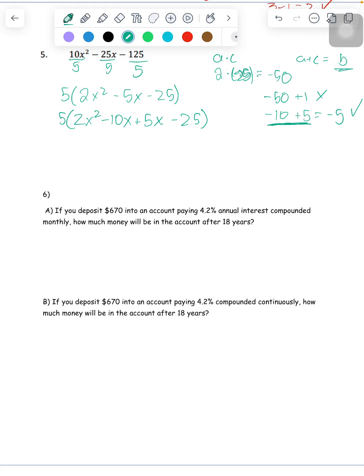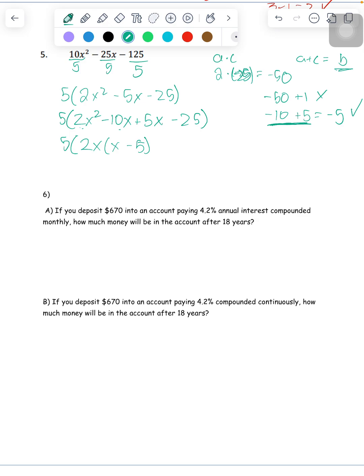Now what we're going to do is factor out the common factors between these two terms first. So we're going to have 5. What goes into 2x squared and minus 10x? Well, 2 goes into 2 and negative 10, and they both have an x, x squared and x. So I can factor out 2x. All I have remaining is x minus 5.